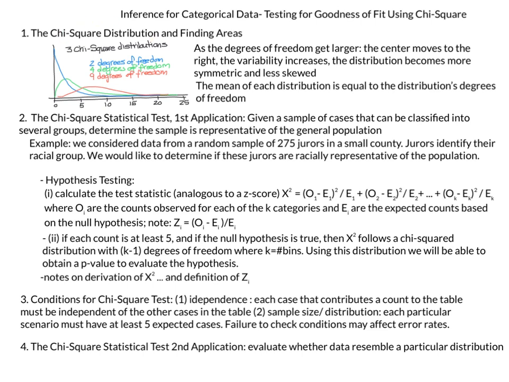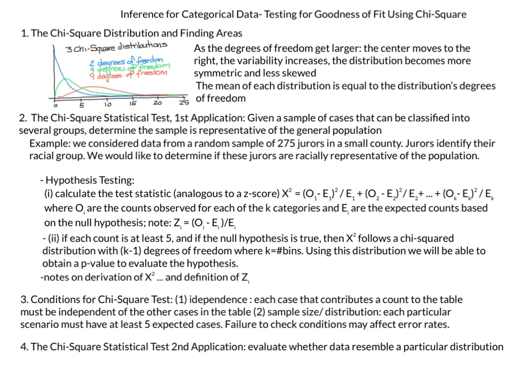So the distribution is parameterized by something called degrees of freedom, much like the normal curve is parameterized by the mean and the spread, the standard deviation. So here are some different chi-squared distributions for different degrees of freedom. This blue curve is 2 degrees of freedom, the green is 4 degrees of freedom, and the red is 9 degrees of freedom.